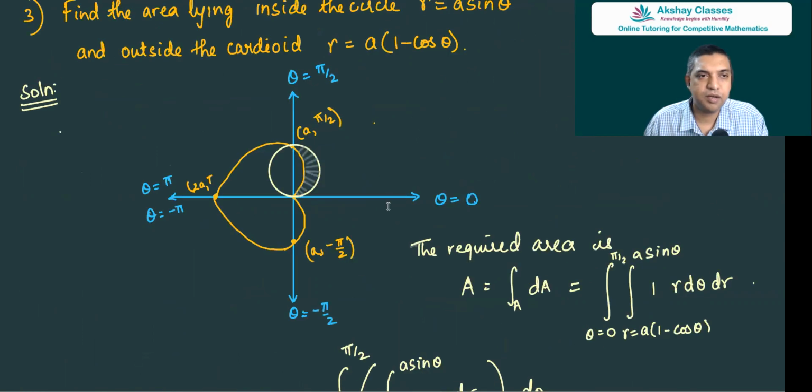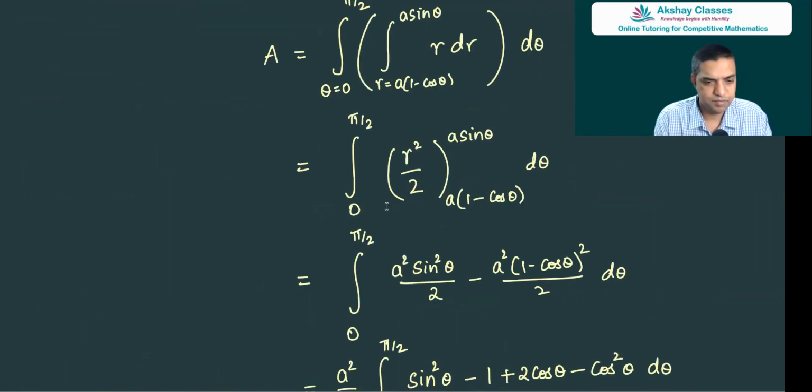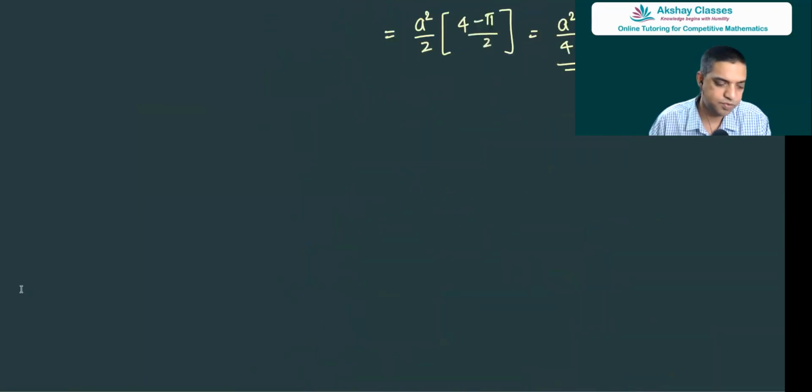So now, before we move to triple integral, there are one or two problems on volumes. So we will do volumes of solid of rotation using double integral. This question 4, we have done 3.